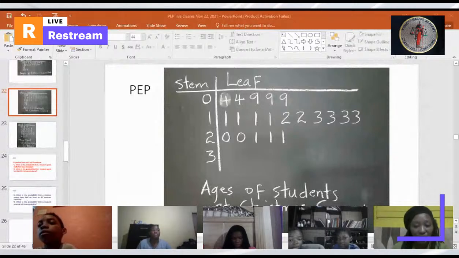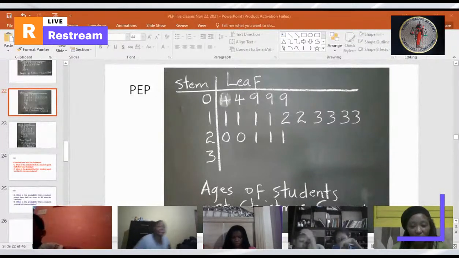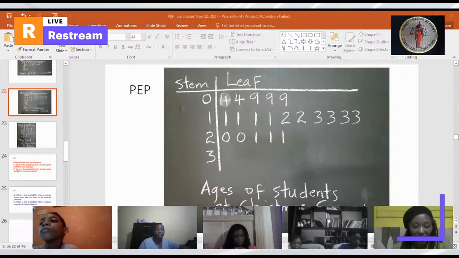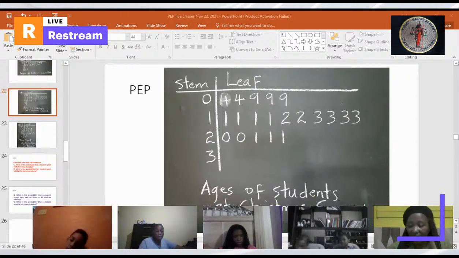The range now: the biggest number is 21, and we subtract the smallest number, 4. 21 minus 4, the range is 17. All right, 17. Am I correct? Did I subtract properly? Yes, Miss. All right.